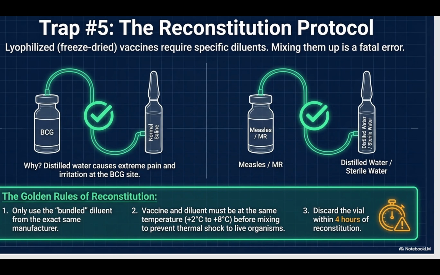Another favorite question of examiners is about the diluent used to reconstitute the vaccine. Some of the freeze-dried vaccines like BCG and measles containing vaccine are diluted. BCG is diluted with normal saline and measles containing vaccine is diluted with distilled water and not the normal saline.